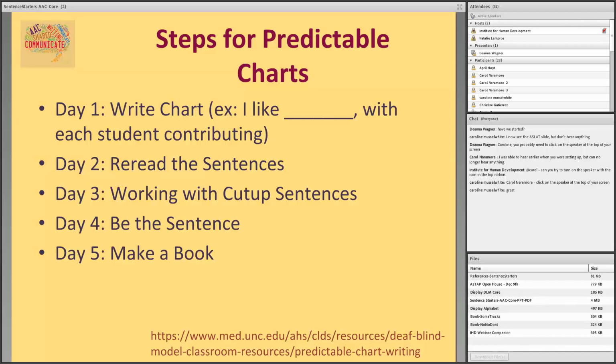So the purpose for writing when we're doing predictable charts is not to make the chart, but to make the book. And as we're going through these steps, we're increasing our students' ability to understand what makes a word, what makes a sentence, how do we write with meaning, how do we sequence when we're making a book, so we're helping improve their concepts about print.